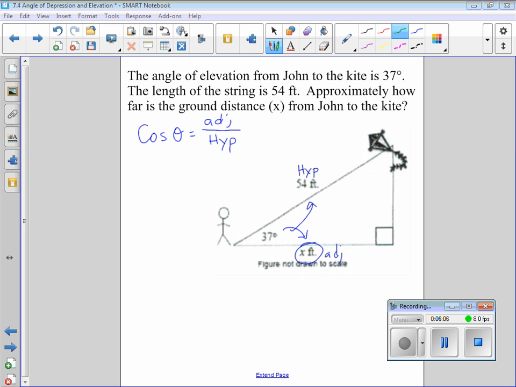So I'm just going to fill in the information. I'm going to start working the equation. Draw a 1 underneath here to make it a fraction equals a fraction. Cross multiply, and I get x equals 54 cosine of 37. Use my calculator. And it turns out that he's about 43 feet from the kite on ground level. Okay? All right. Let's go ahead and go on to the next problem.